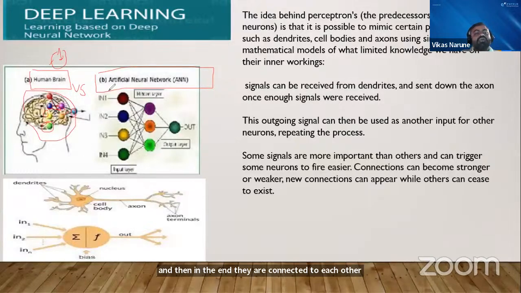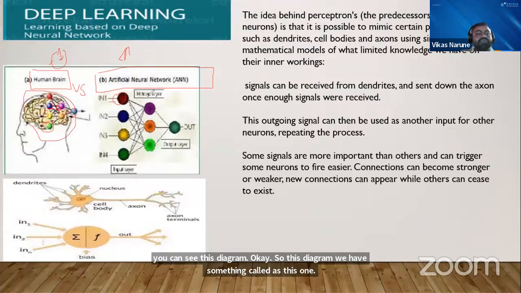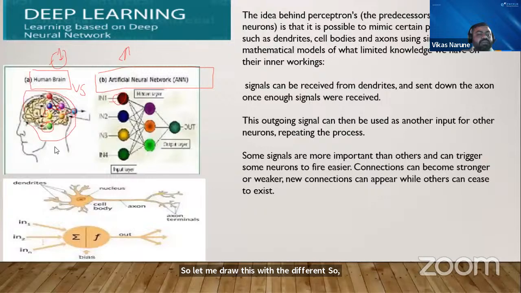The left hand side is the human brain, and on the right hand side you can see this diagram. Let me draw this with a different color and try to showcase it. First let me rub the things out. Okay, guys, so this is called an artificial neural network.